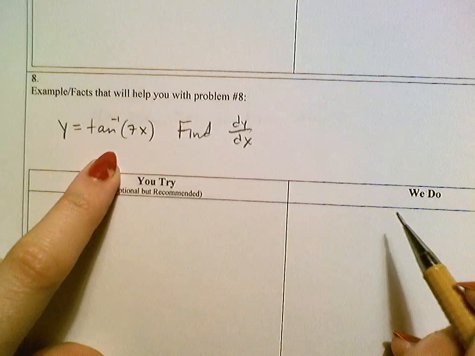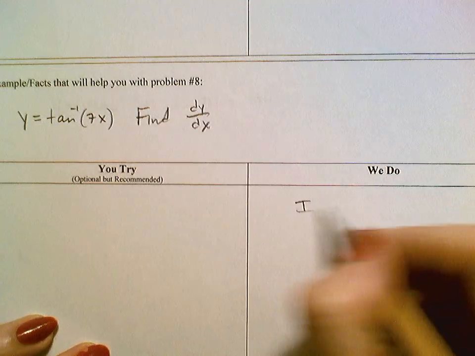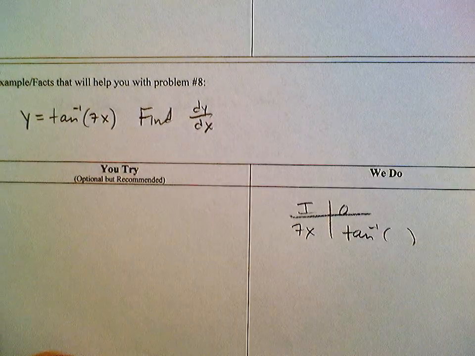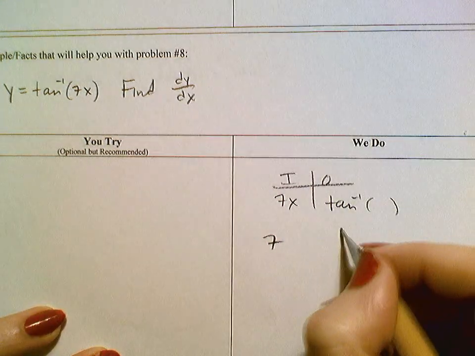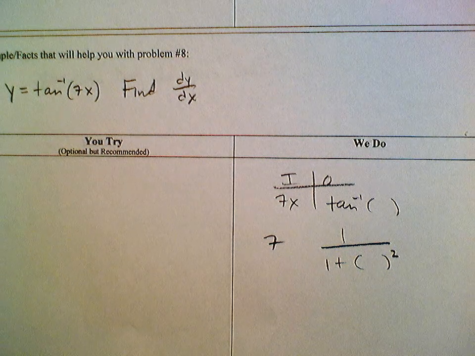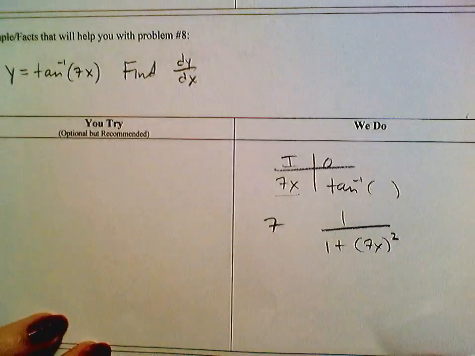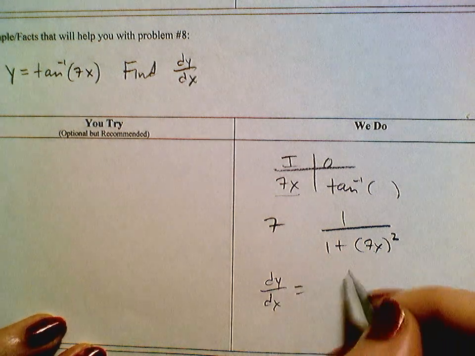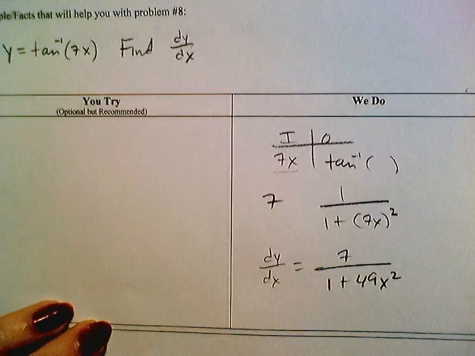And you need chain rule, because it's not just an x inside of the tangent, it's 7x. So in and out: 7x inside, inverse tangent of blank outside. You just have to know, guys, the derivative of inverse tangent is 1 over 1 plus blank squared. And then what goes back in here is what was in there to begin with. So dy dx is 7 over 1 plus 49x squared.